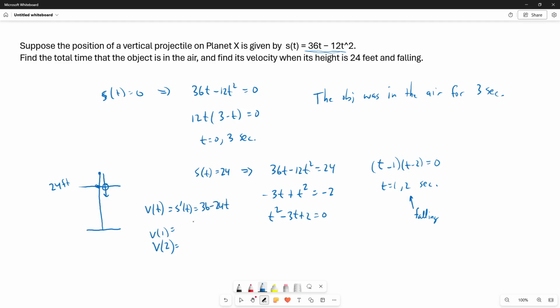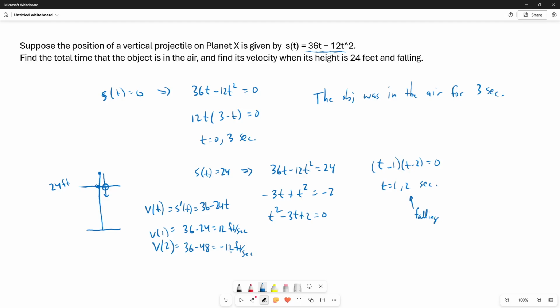So if we plug in 1, that would give us the velocity when it was 24 feet in the air and rising. And that would be 36 minus 24 times 1, and that's 12 feet per second. And then if we plug in 2 for time, we get 36 minus 24 times 2, which is 48. And this is negative 12 feet per second.